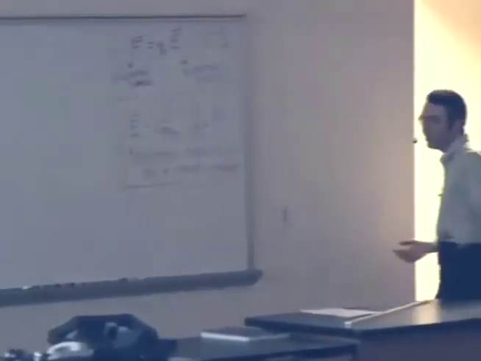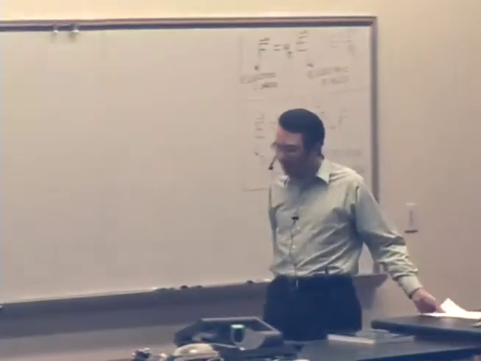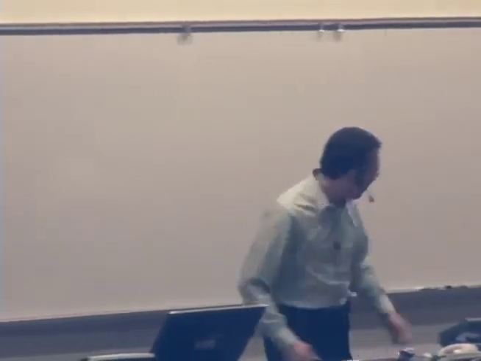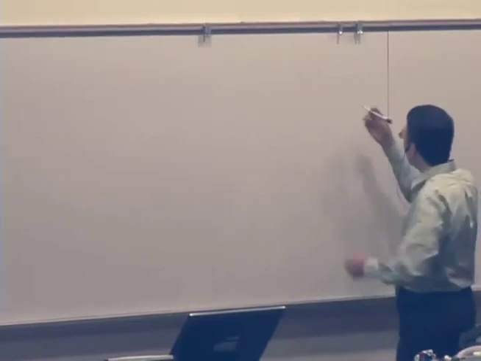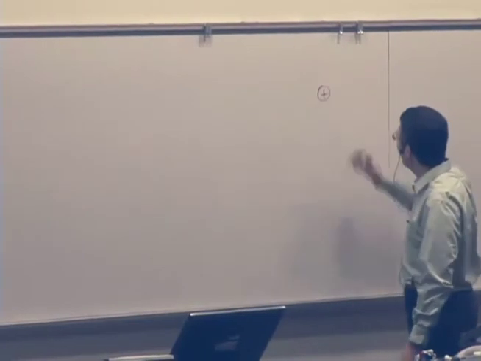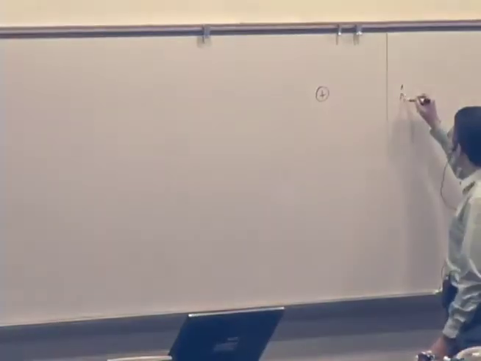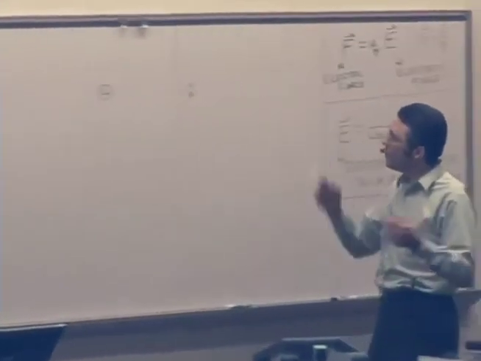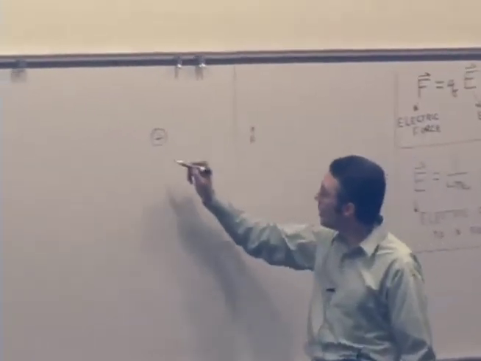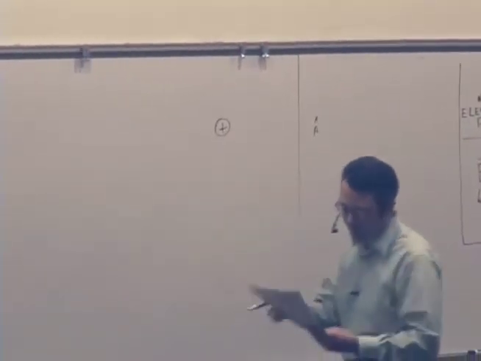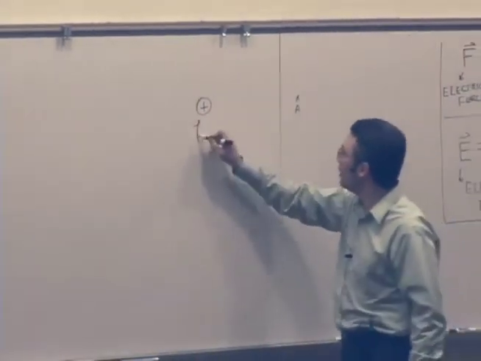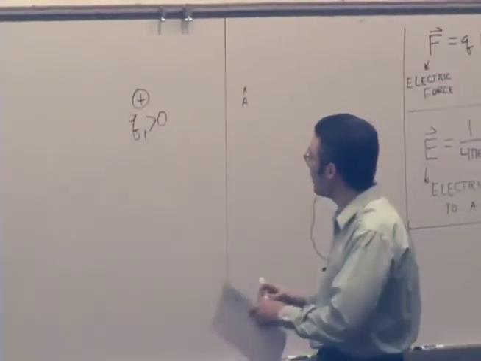And then once you have an electric field and you place a second charge in that field, you could calculate the force on that charge. Okay, and just a quick review of the directions here. We said that if you have a positive charge and you have some observation location A, and I want to find the electric field due to that positive charge, let's call this Q1, and say Q1 is greater than 0.